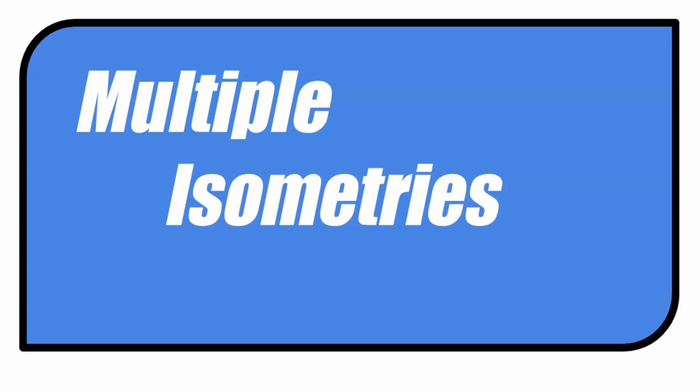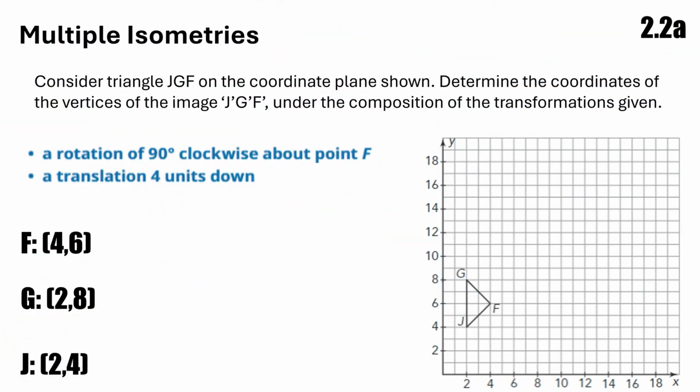The next lesson will be over multiple isometries. This problem asks to determine the coordinates of the image of triangle JGF after going through a rotation of 90 degrees clockwise about point F and a translation 4 units down.